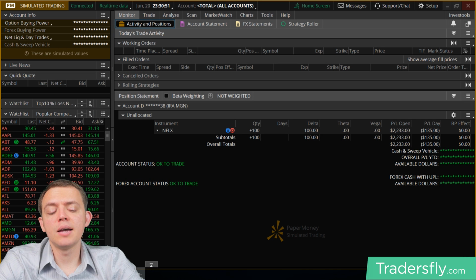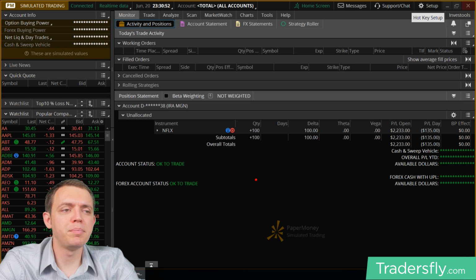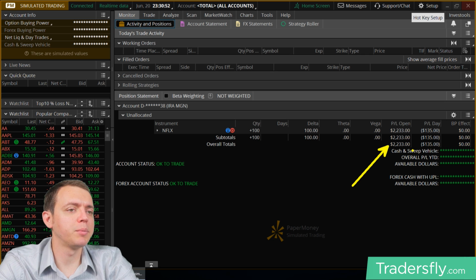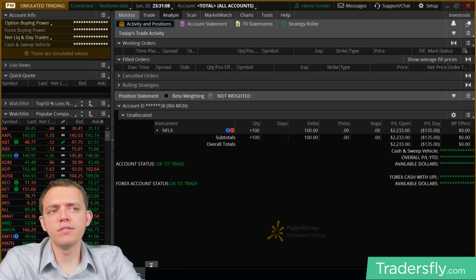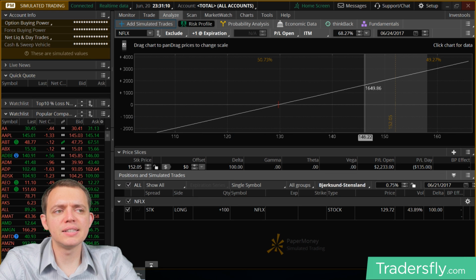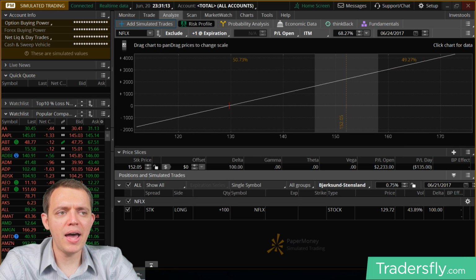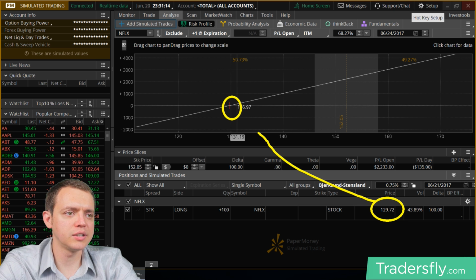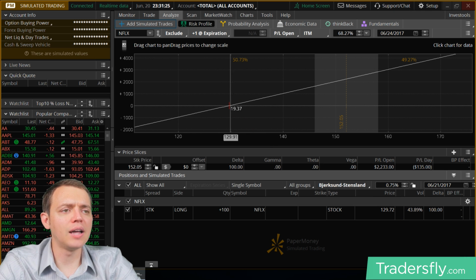So here in this example, I have a paper trade account with Netflix. This is the Thinkorswim platform. I have $2,233 in fake money profits, and I'm going to use this as an example. I have 100 shares. Here's my basic analysis of where I'm at. I got this stock right around this price point. You can see this red hash mark at the 129.72 price level.